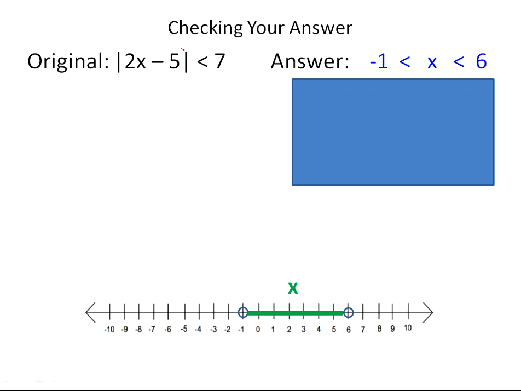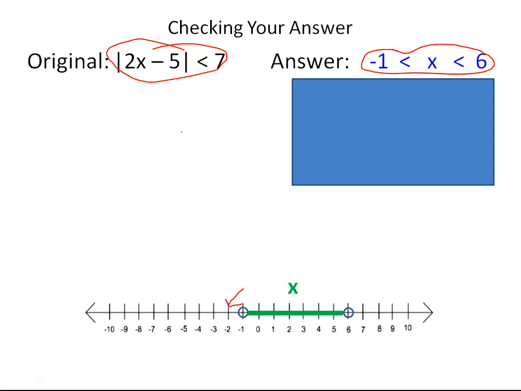And so we want to check the answers here, so make sure our answer is correct. So we have the original inequality over here, and then we have our answer. And we're going to check the solutions into the original. And so as we look at the graph down here, we want to pick something that's not one of the values that are part of the solution, and see if that makes this inequality false, which is what it should do.